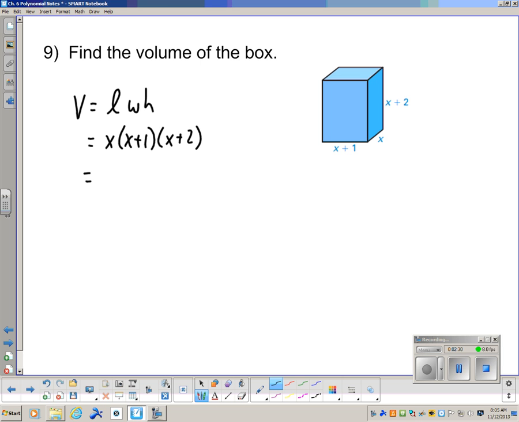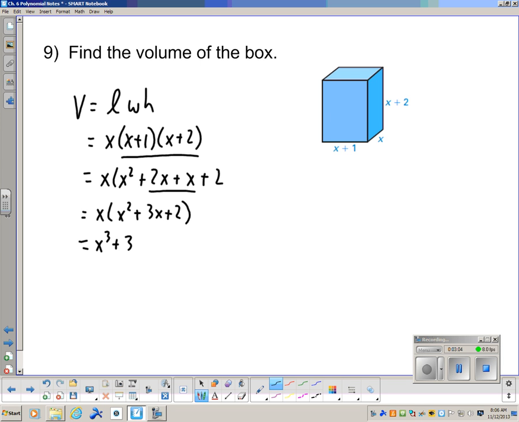And you get to decide what you want to do first. Since I've got a monomial here, we could just FOIL out this here and then multiply the monomial through at the end. So FOILing that out, x times x here is x squared. X times 2 here is 2x. Inner terms here, 1 times x is 1x, or just x. And then last terms, 1 times 2 here is 2. Combine those middle terms there. We get x squared plus 3x plus 2. And then distribute the x through, we get x to the third plus 3x squared plus 2x. So there we end up there with the volume of the box.